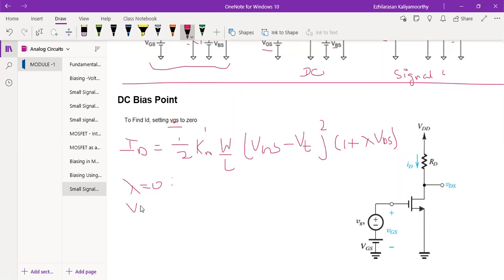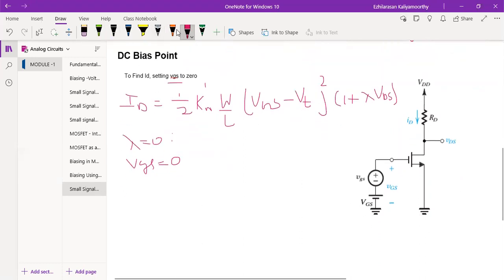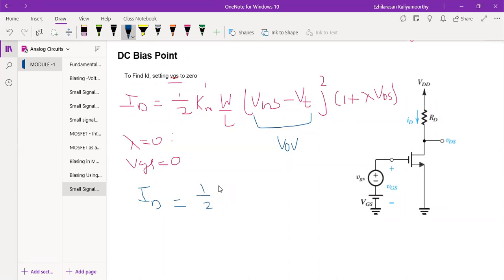Next you set VGS is equal to 0. But before that, as we know, this VGS minus VT is nothing but VOV, the overdrive voltage. Now apply lambda is equal to 0 and VGS is equal to 0. When you apply that, we get the expression ID is equal to 1 by 2, setting VGS is equal to 0. So now our ID can be found by setting VGS equal to 0.